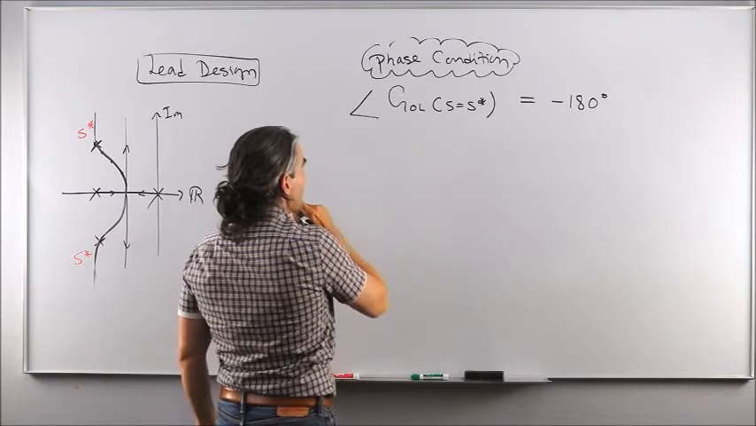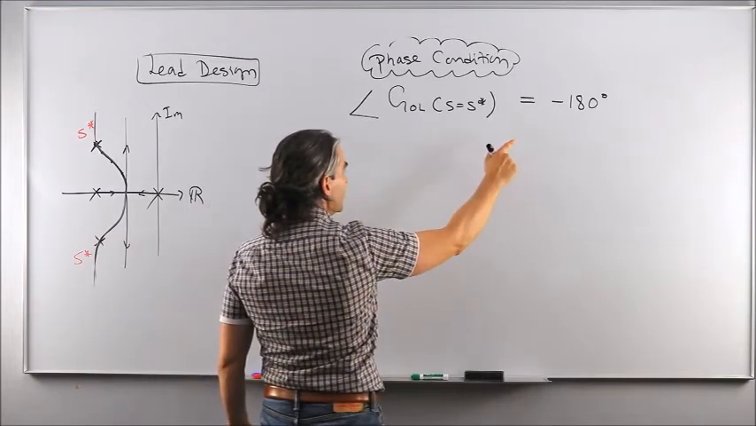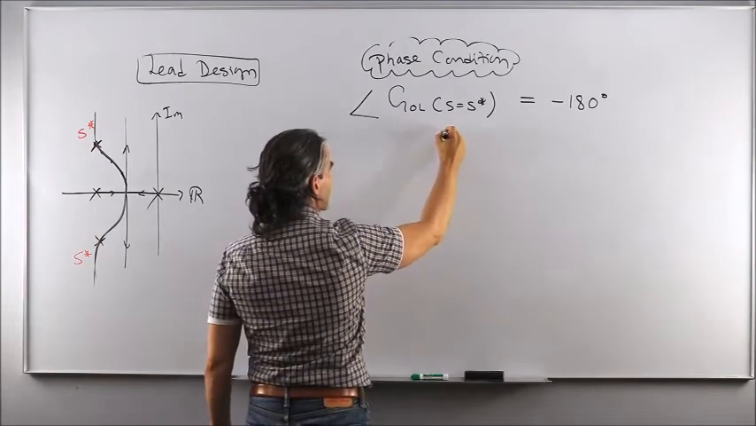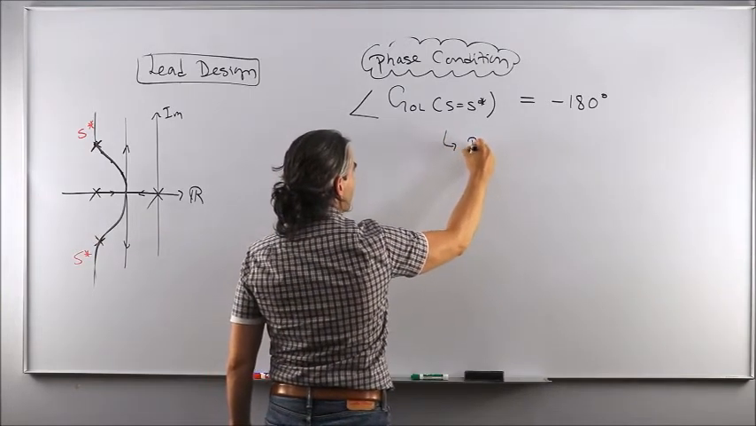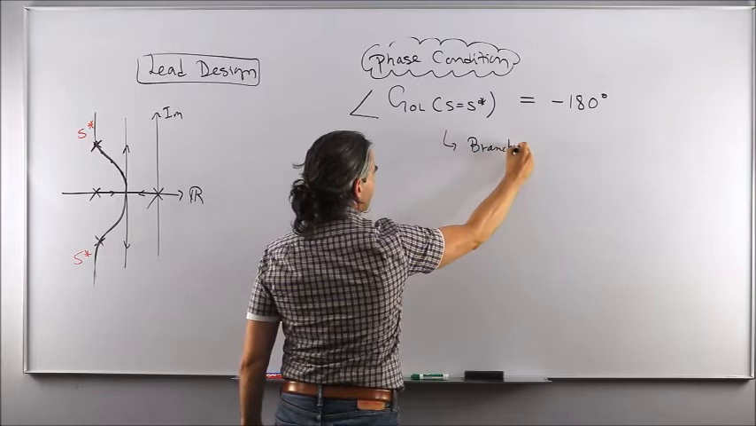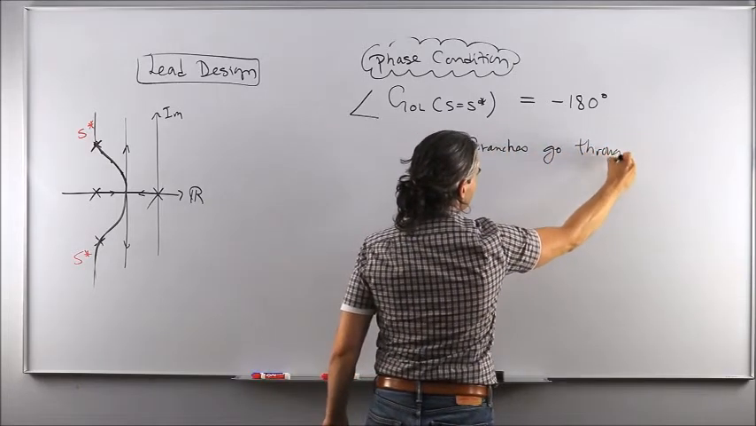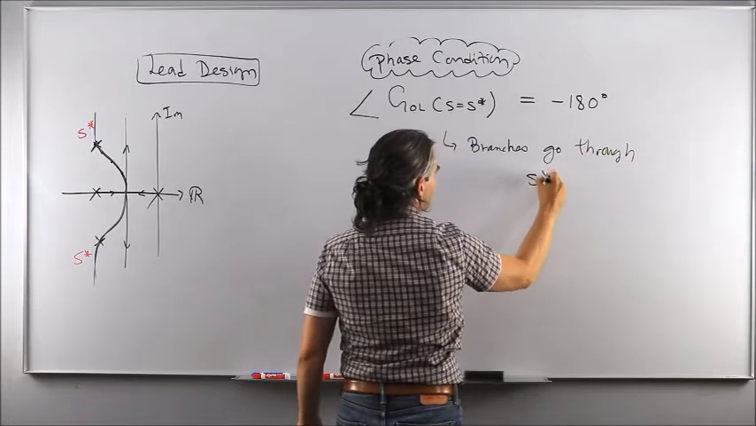So this is what I need in terms of end result to make sure that my branches go through s star.